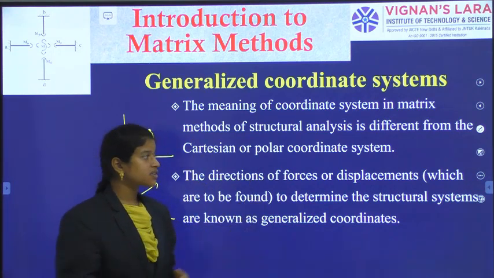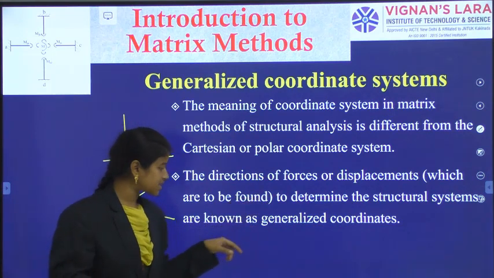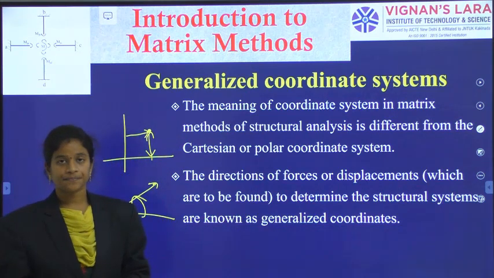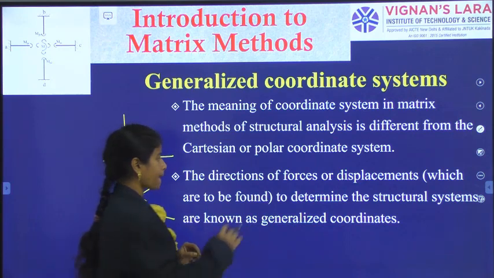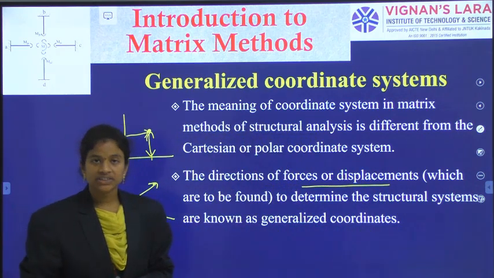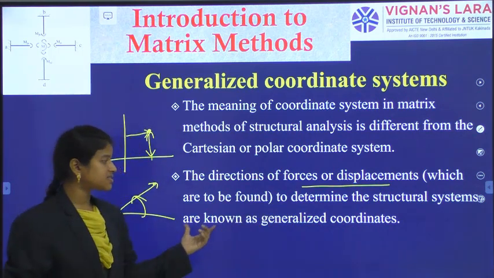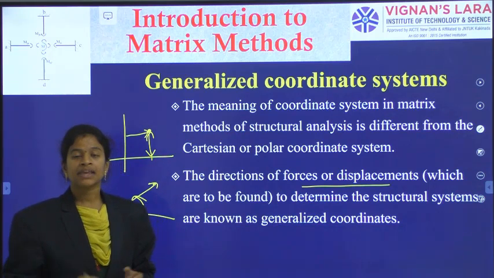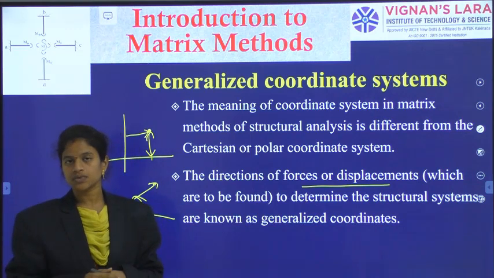The directions of the forces or the displacements which are to be found to determine the structural system are known as generalized coordinates. So coordinates here are the directions of forces or displacements to determine the structural system. X direction, y direction, theta direction, radial direction, those things we will know.